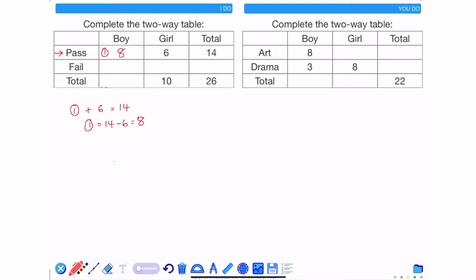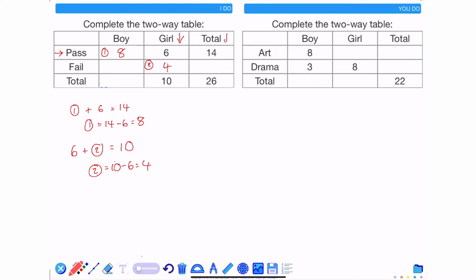Another good starting point would have been one where we've only got one missing value from a column. I know that the number of girls that passed plus the number of girls that failed must equal the total number of girls, and this is represented by the column of information. The number of girls that failed would be 10 minus 6, which is 4. So I have 4 girls that failed.